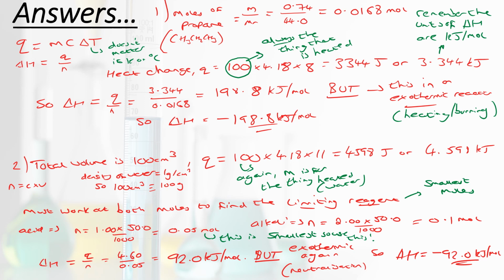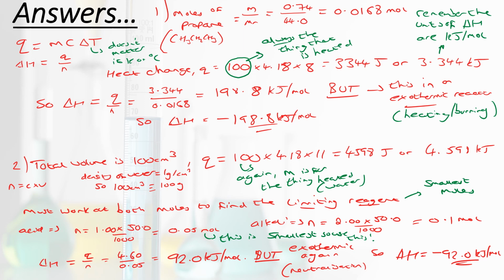So to work out Q, we have our mass of the water, which is 100 grams. Again, it's all for the thing that is being heated, the thing that the energy is being transferred into. This is the water, multiplied by the specific heat capacity of the water, and multiplied by the temperature change of the water. And we were told here that temperature change was 11 Kelvin, so we can just put 11 in. And we end up, once we've divided by 1,000 to put it in kilojoules, 4.598 kilojoules.